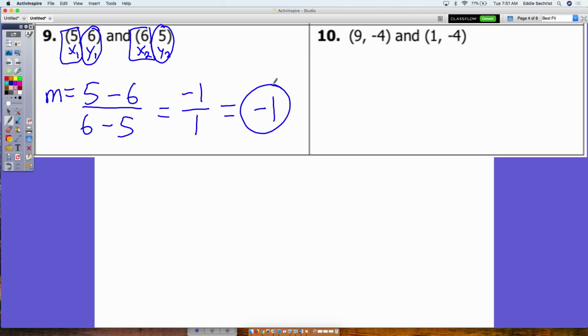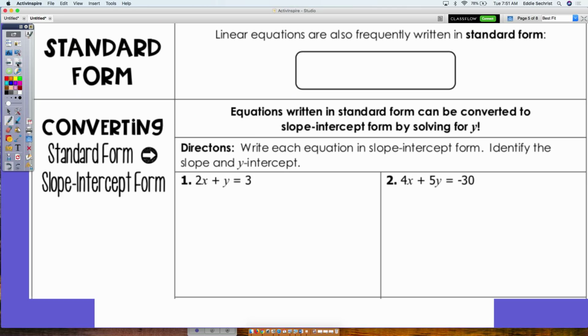I will be looking to see you do the ones that I didn't do. But let's move on to another subject here. It's called standard form. And standard form, we're going to see some, and we're going to have to change it to slope-intercept form. And slope-intercept form is simply y equals mx plus b. And the reason we do that is so we can find slope and the y-intercept. Okay?